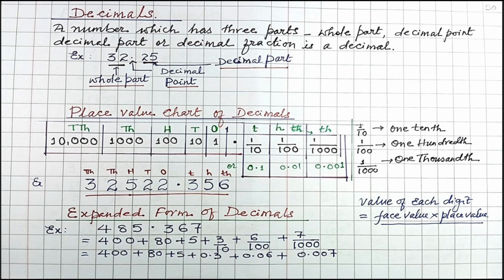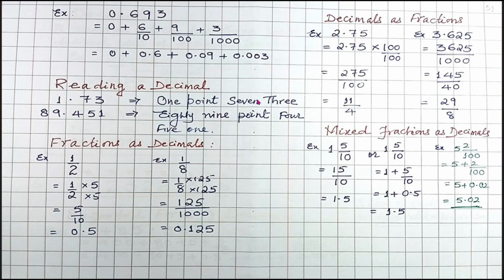So please remember that. Now let us take another example. 0.693, we don't have the whole part here. The decimal part would be 6 into 1/10, that is 6 by 10, 9 into 1 by 100, that is 9 by 100, 3 into 1 by 1000, that is 3 by 1000. So 6 by 10 is 0.6, 9 by 100 is 0.09, and 3 by 1000 is 0.003. When we add this, we get 0.693.